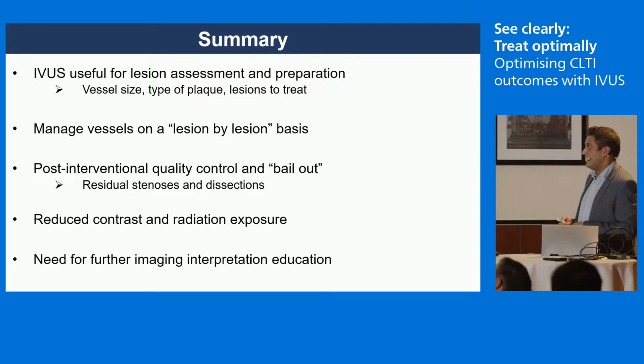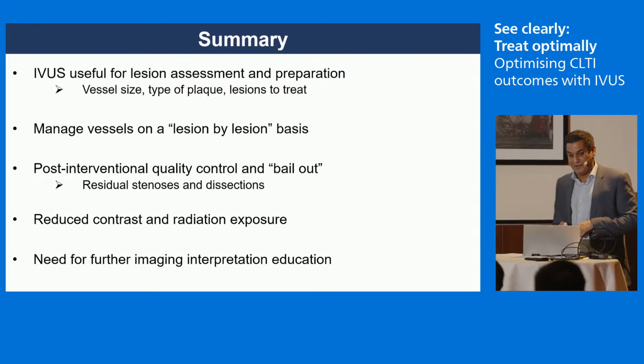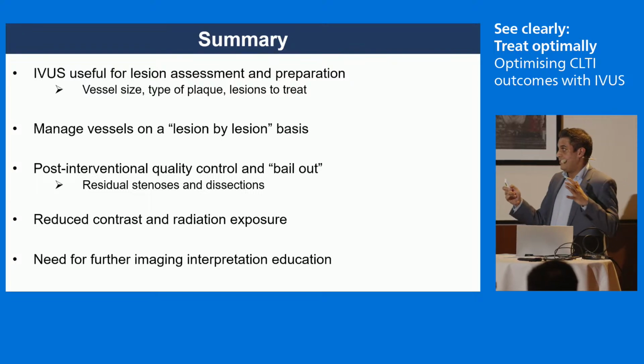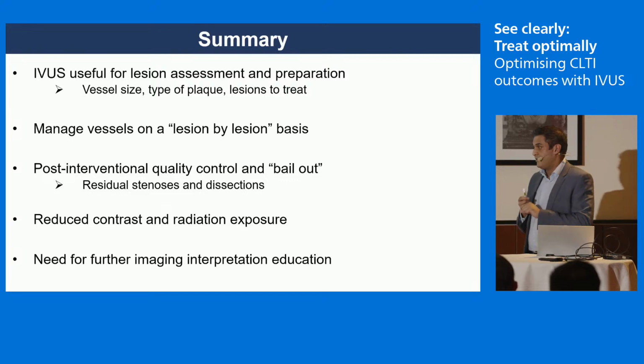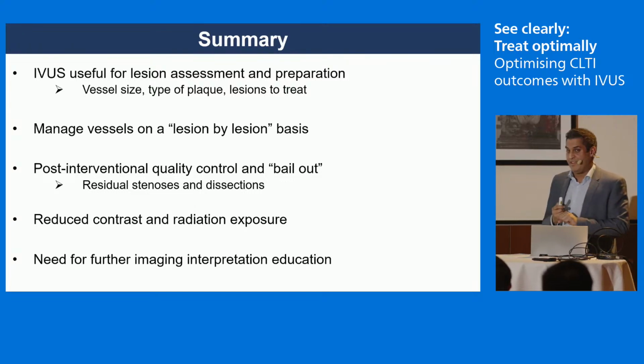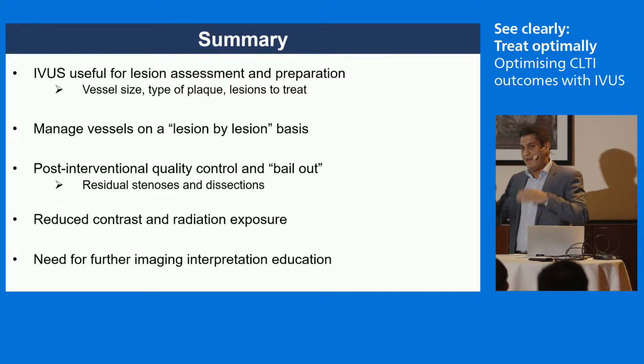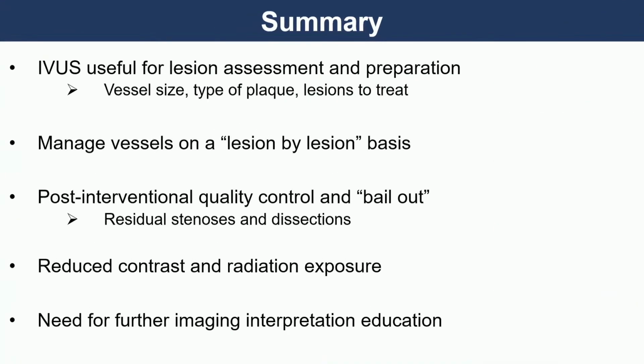So, to summarize, and apologies for the technical problems. I use IVUS throughout the whole case. I use it at the beginning to size my vessel, to assess what the plaque type is, and determine which lesions I'm going to target, and which lesions need vessel prep, and which device is best for that segment. It's not often that we use IVL and atherectomy at the same time. So, you can decide which are the lesions that need more TLC and which lesions you can just get away with POBA. Hence, managing vessels on a lesion by lesion basis.